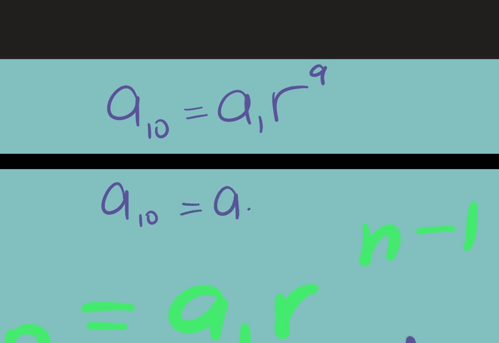So if I wanted to find the 10th term, and I had the first one, then r has to be raised to what power? 9. If I wanted to find the 10th term and I had the 3rd term, what does r have to be raised to? 7. So those two always add up to what you're trying to find. Does that make sense? Okay.